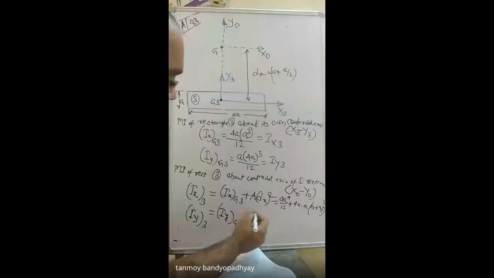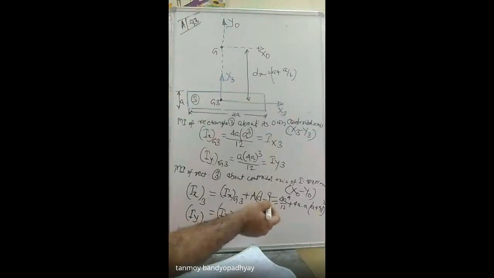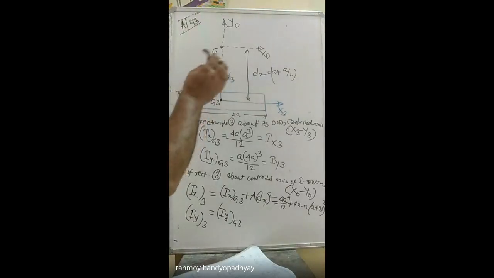And Iy3 will be equal to Iy G3. There is no use adding anything here because dy is actually 0, so it will be the same value. So we have got all the values, and this question is done. Now is the total MI. Has the above part been understood? Yes sir.